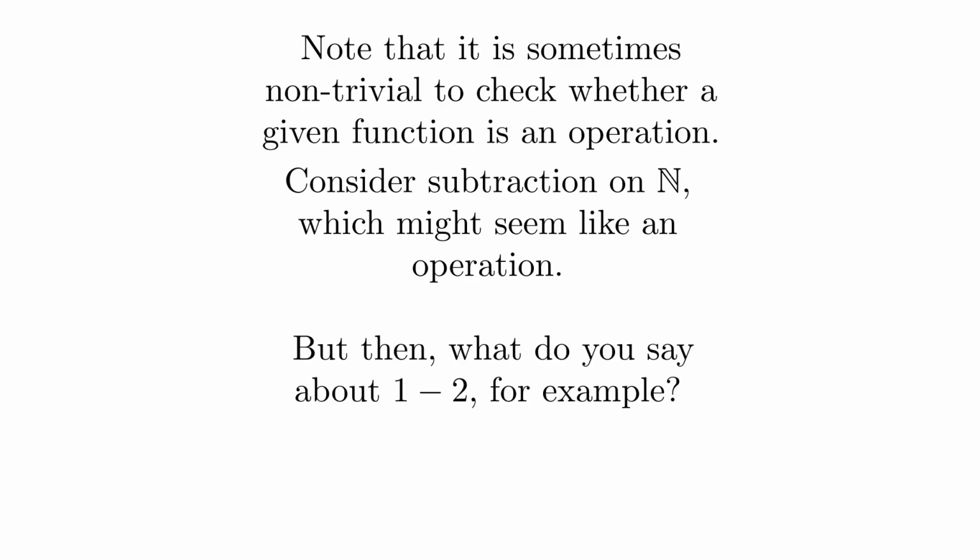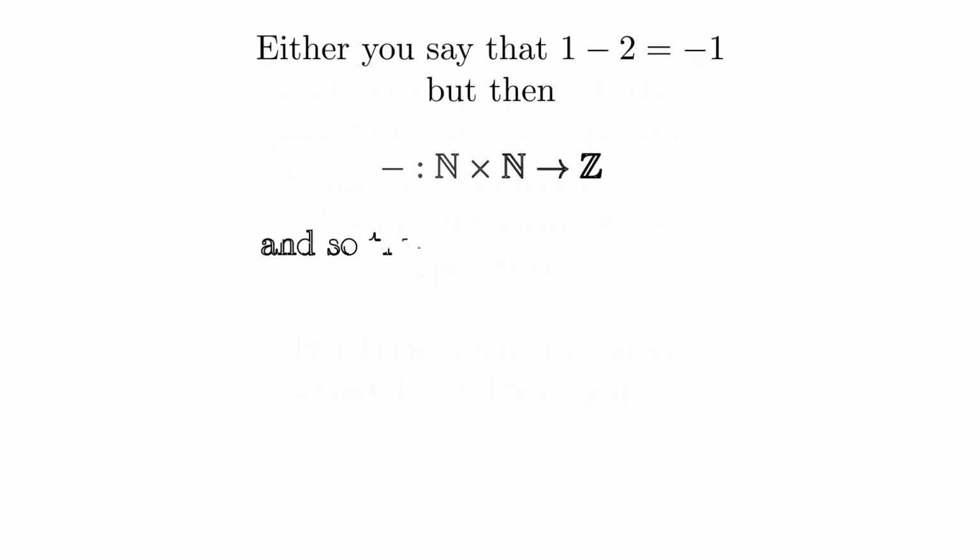If subtraction is supposed to be an operation on N, the natural numbers, well, there are kind of two things that you could reasonably say about this example. You could say that 1 minus 2 is negative 1. But then if you did that, this minus function would receive two natural numbers, but output an integer, making the minus function not an operation.